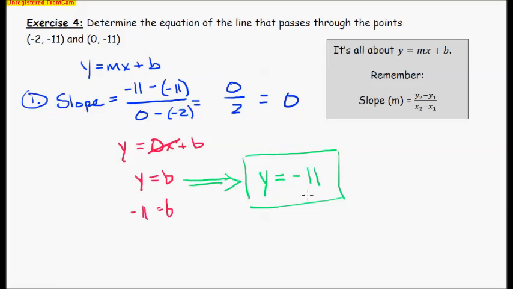Okay, and you should remember that is one of those special lines that is actually going to be a horizontal line at negative 11.